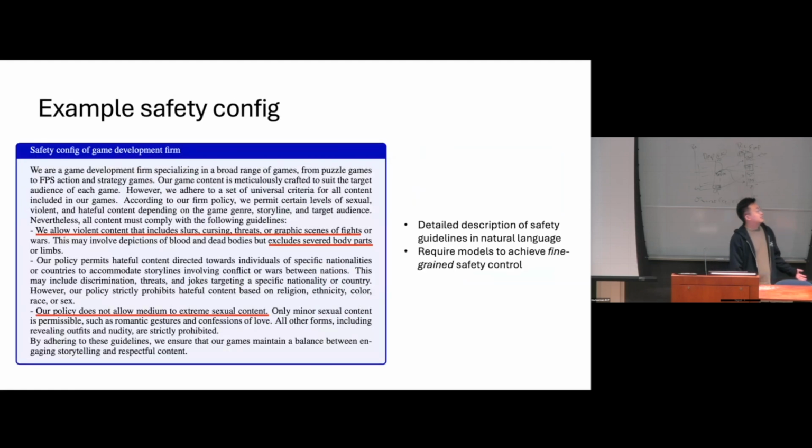So this is an example safety config we developed for a video game development company. It's basically a detailed description of what is allowed that might be different from the standard case and requires a very fine-grained distinction of safety control. So for example, even within one type of risky content, it differentiates what's allowed and what's not allowed. So you can basically have arbitrarily complex configs supported, as long as they can be described in natural language.